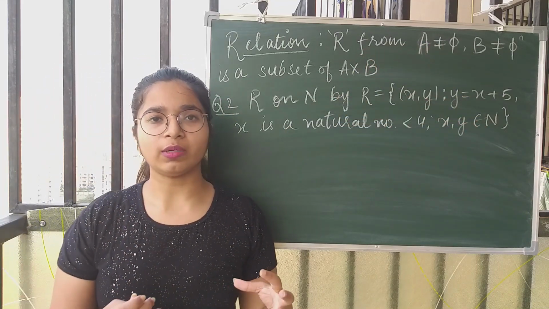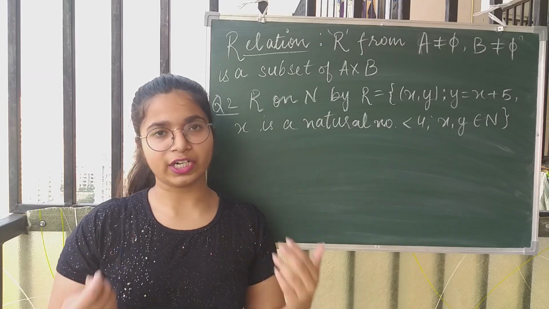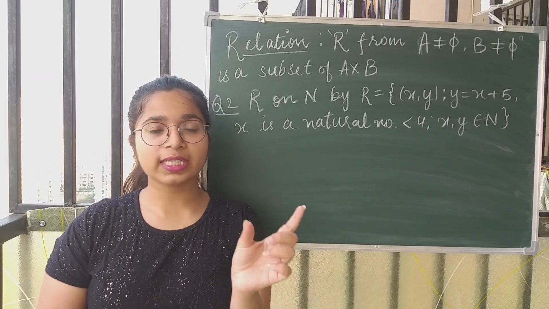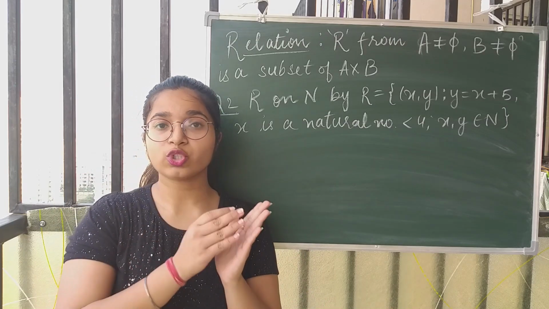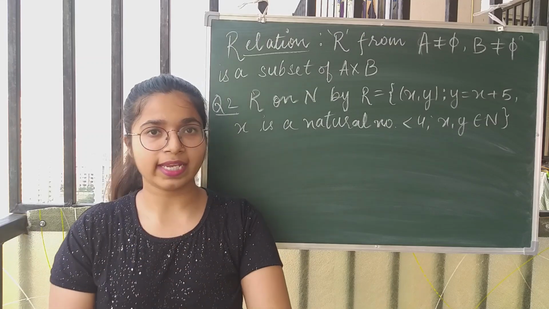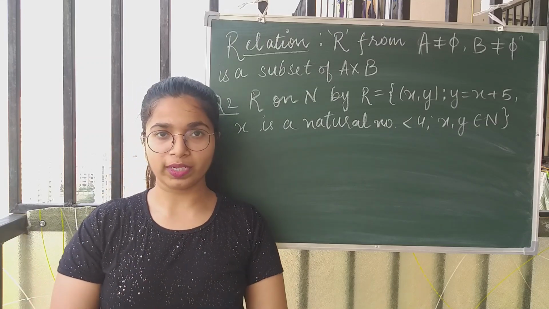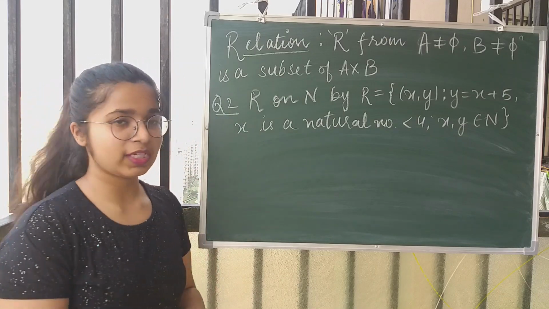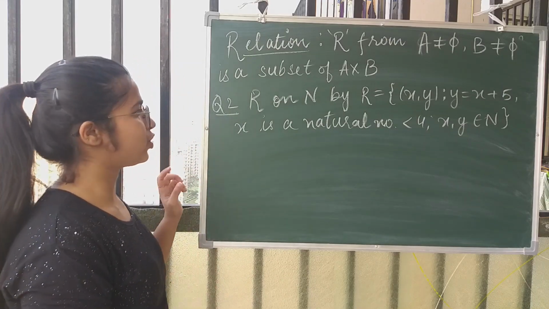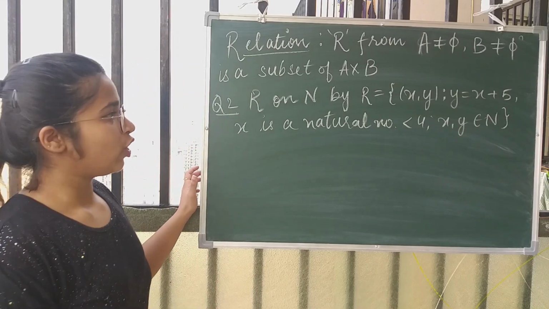So एक relation क्या होता है? एक relation एक subset होता है कार्टेशियन प्रोडक्ट का, जिसमें जितने भी ordered pairs हैं उनके जो elements हैं, the first element and the second element, they have a relationship between them. So I will just describe this with an example, that is your question number 2 of exercise 2.2.